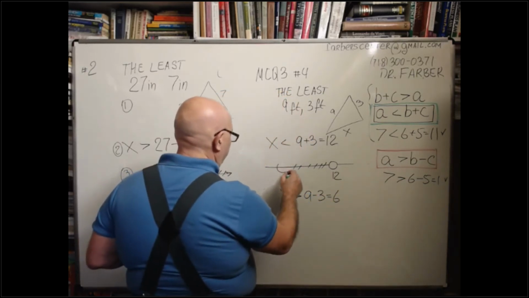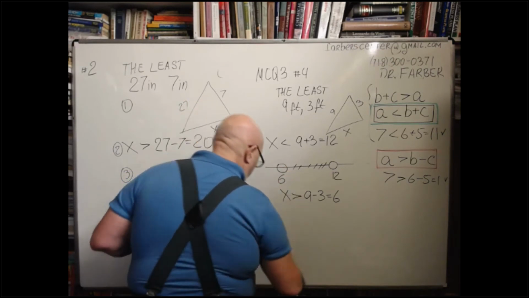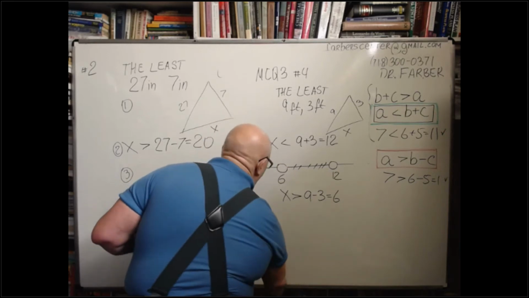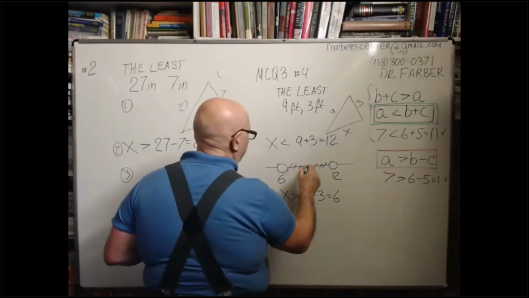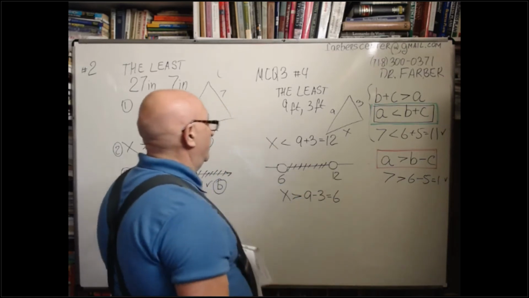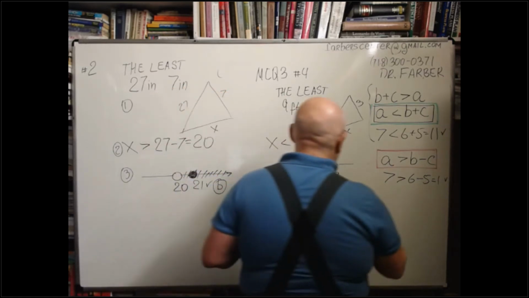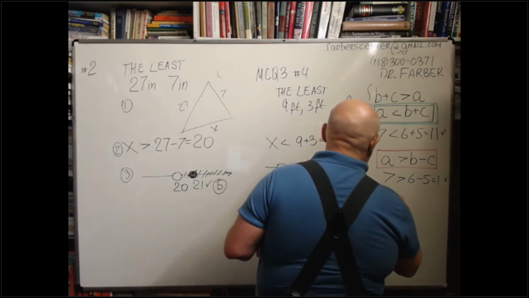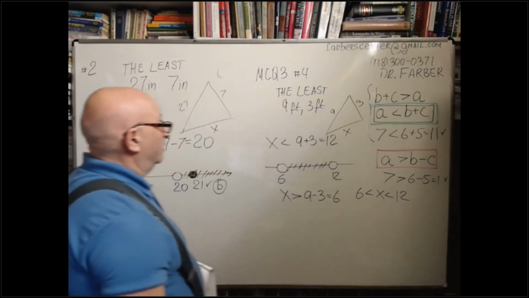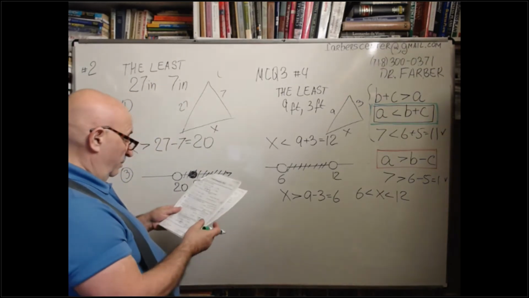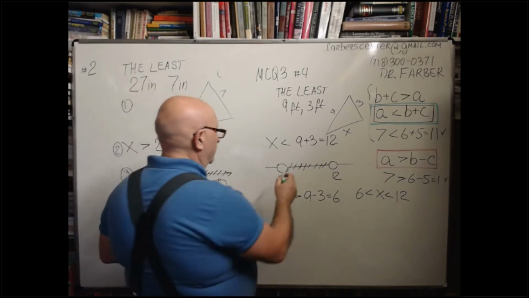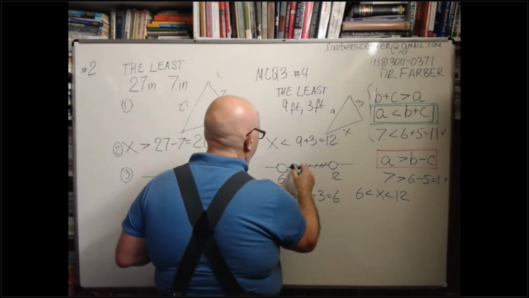So put here 6, excluded. And my solution set, you can write analytically, is 6 less than x and x less than 12. But look at the multiple choice. Least possible: if we have 6, then 7 is the least possible.